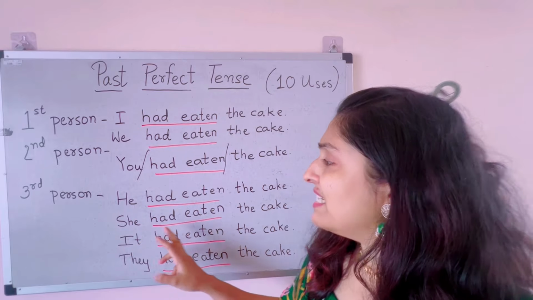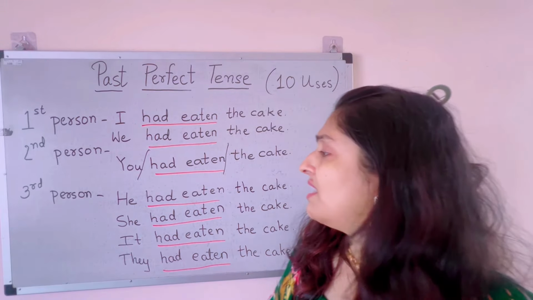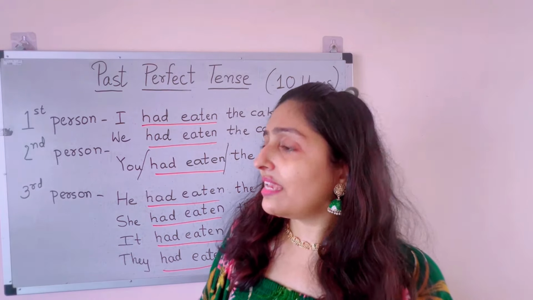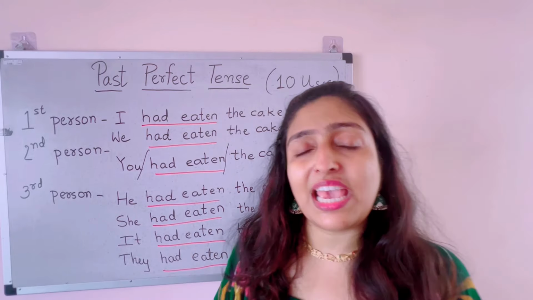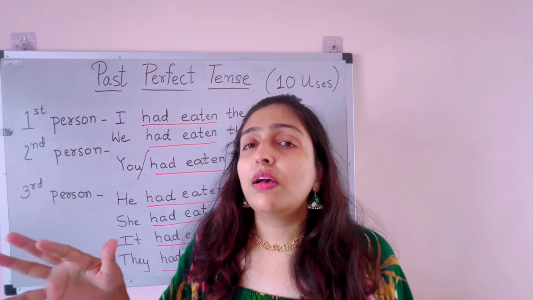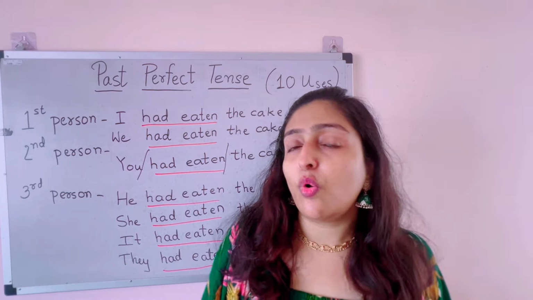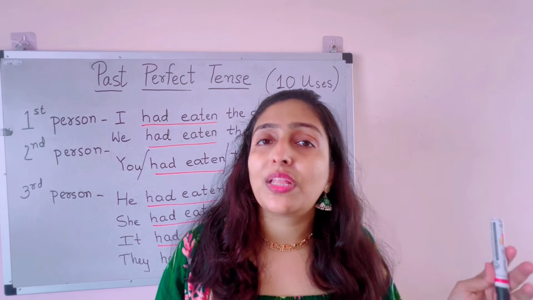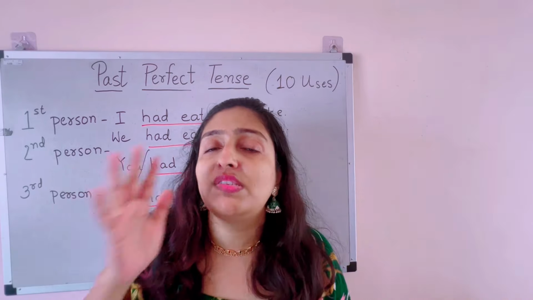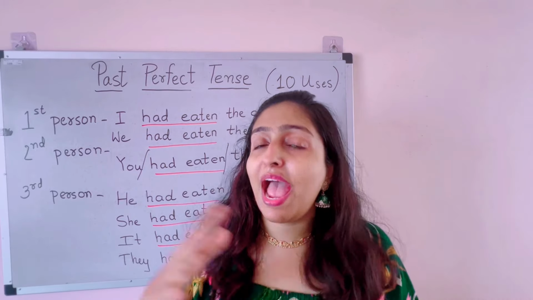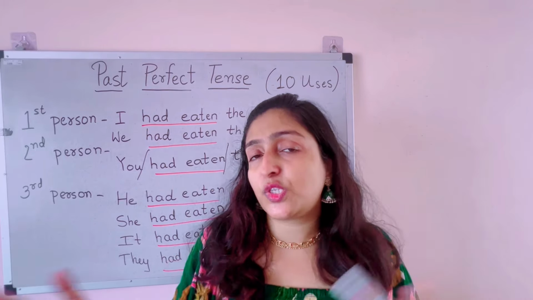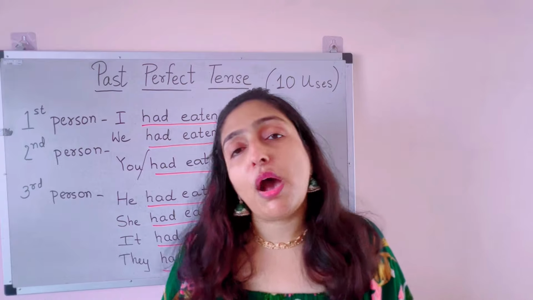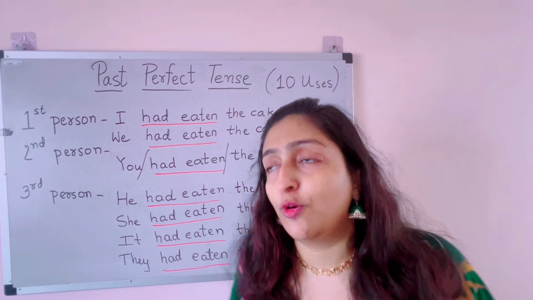He had eaten the cake. She had eaten the cake. It had eaten the cake. They had eaten the cake. So it's the same form of construction, only the pronouns keep changing. While that's not the case with present perfect. In present perfect, has or have keeps on changing as per the singular pronoun or plural pronoun.